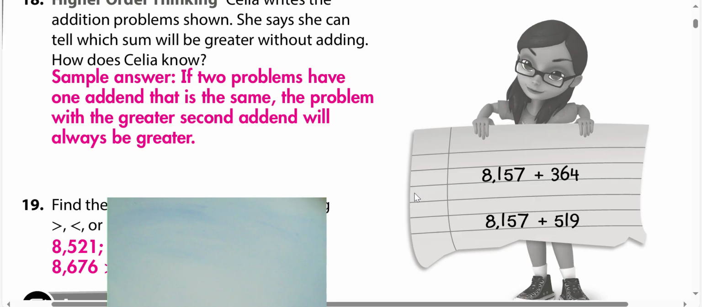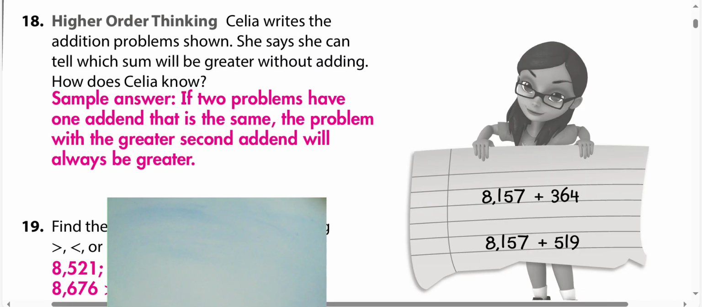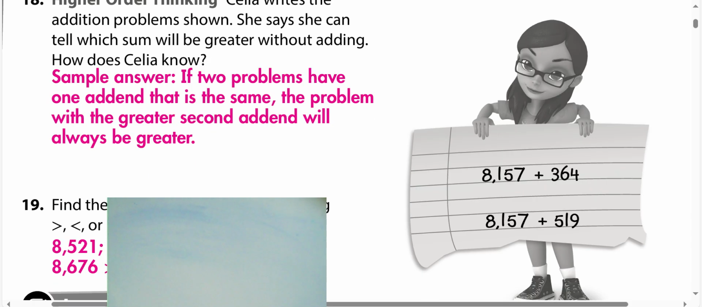So if two problems have one addend that is the same, we have the same number, but we have the difference here. The first number is 364 and the second number is 519, so it's different. So the simple answer: if two problems have one addend that is the same, the problem with the greater second addend will always be greater. Okay.